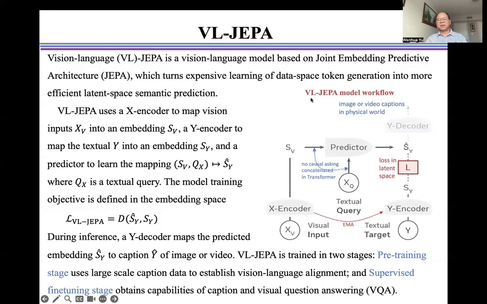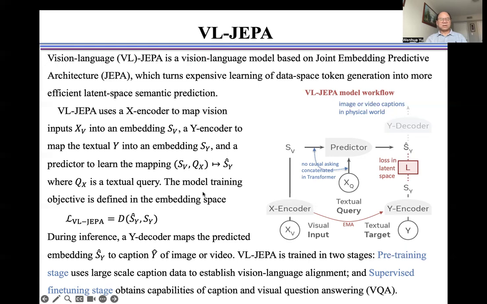Here is the VL-JEPA model workflow. VL-JEPA uses an X encoder to map vision inputs XV into an embedding SV, as shown here. A Y encoder maps the text Y into an embedding SY, as shown here. And the predictor learns the mapping from SV and XQ to SY caret, as shown here, where XQ is a textual query.